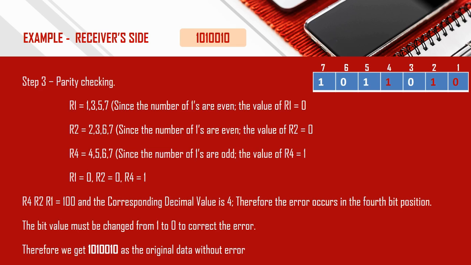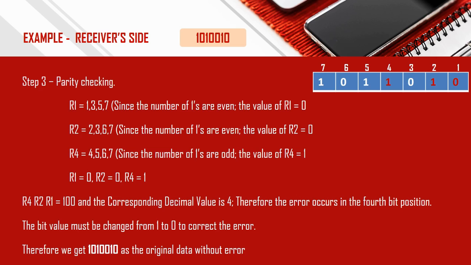Actually we have the data 1, 0, 1, 0, 0, 1, 0, but we have already made it corrupted. So the data will be 1, 0, 1, 1, 0, 1, 0. At the fourth position we have found one error. So the bit value must be changed from 1 to 0 to correct the error. So in the corrupted data we have 1 at the fourth position, and we have found the error occurs at the fourth position. Therefore the bit value must be changed.